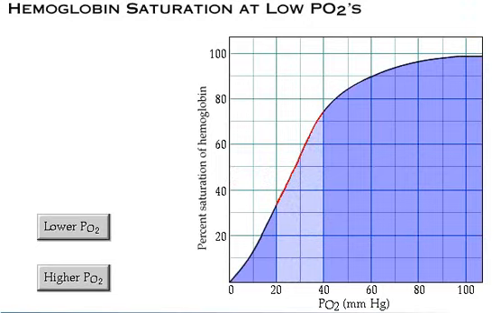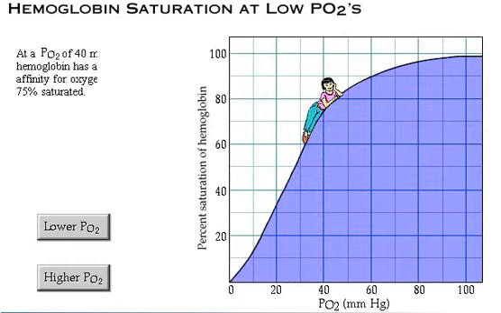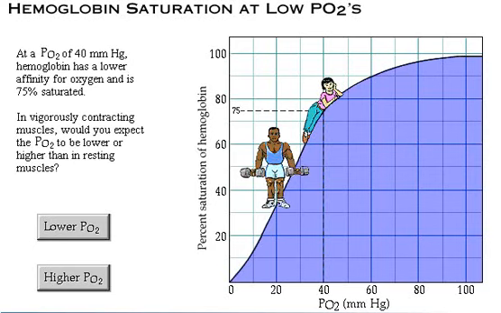Now let's look at the steep region of the graph between 20 and 40 millimeters of mercury. A PO2 of 40 millimeters of mercury is typical in resting organs. At 40 millimeters of mercury, hemoglobin has a lower affinity for oxygen and is 75% saturated. In vigorously contracting muscles, would you expect the PO2 to be lower or higher than in resting muscles? Click the correct answer.